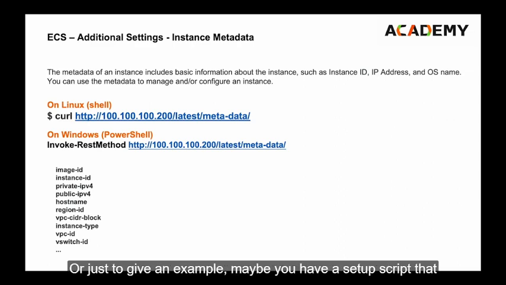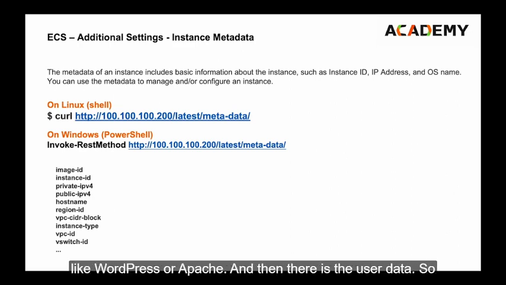Essentially, you can use this data to do things like automate some of the setup and configuration of your instance. Just to give an example, maybe you have a setup script that you bake into your instance boot disk image, the disk image, and this setup script needs to know your instance's hostname and public IP address. Well, it can get that information from the metadata service and then use that to configure other things like WordPress or Apache.